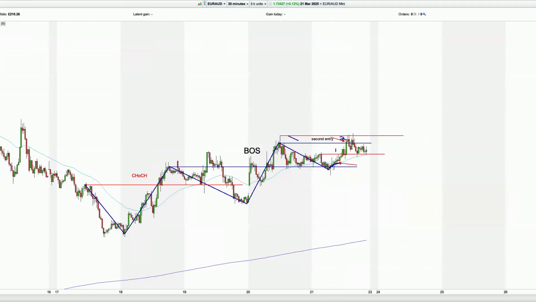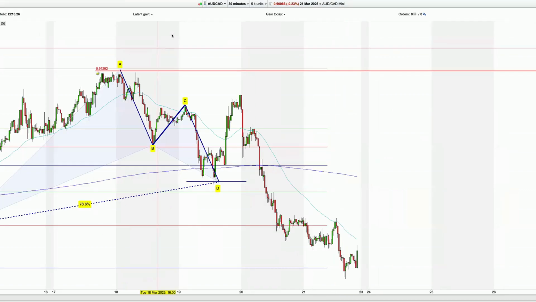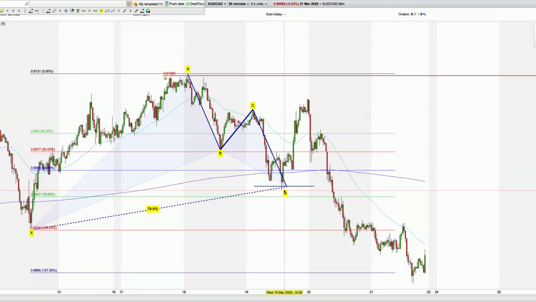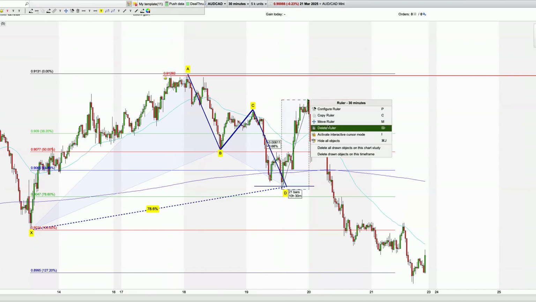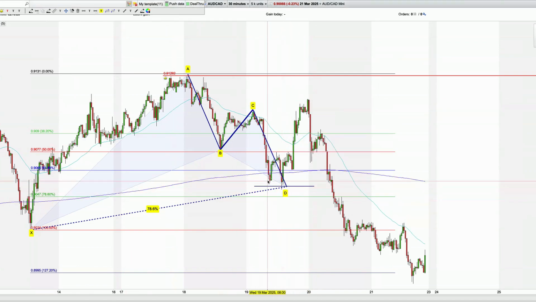Where should we start? Let's start at AUD CAD. So AUD CAD, we sent this Gartley out, pinpoint, really nice move. Gave us 80 pips, nearly TP2, 60 pips, not bad. So we took the D point, we actually took this D point, got a nice move, and then it came back.